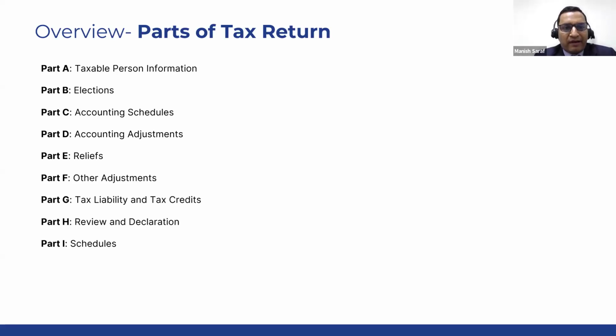Those accounting schedules are where you fill up your P&L and balance sheet details, and then the accounting adjustments are done based on the elections you have opted for in Part B, and certain reliefs are carried out. Then you finally derive the tax liability and take up the tax credit of the foreign country. The schedules open up as you fill in the details. For example, if you are taking small business relief, once you opt yes, the detailed schedule will open up and you fill in the details there.